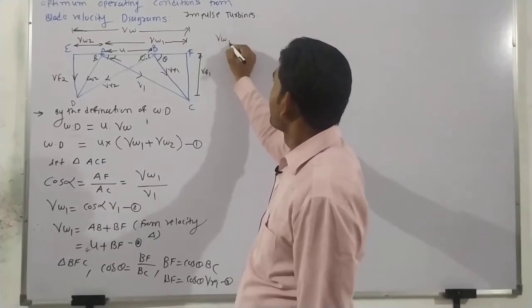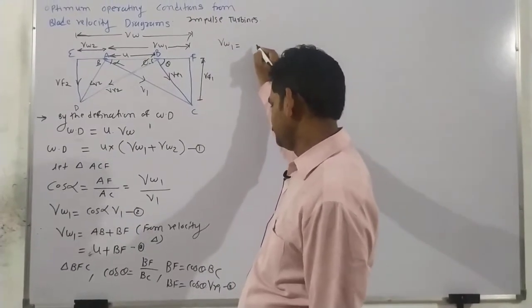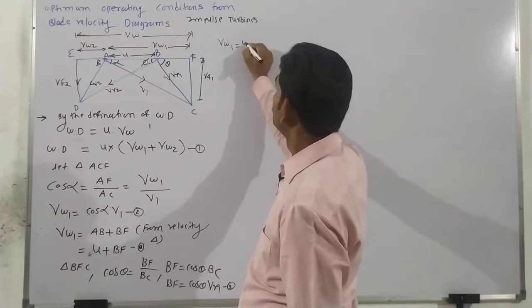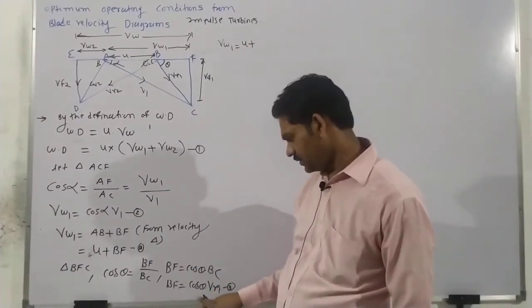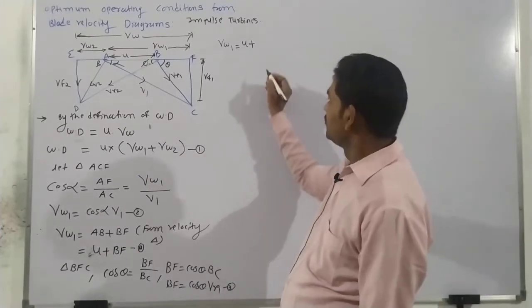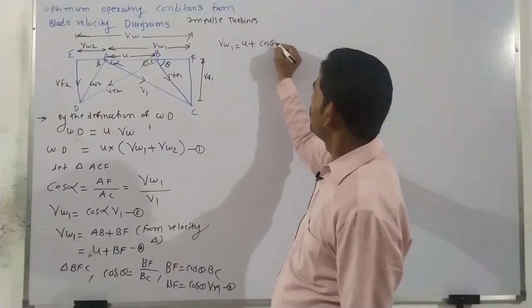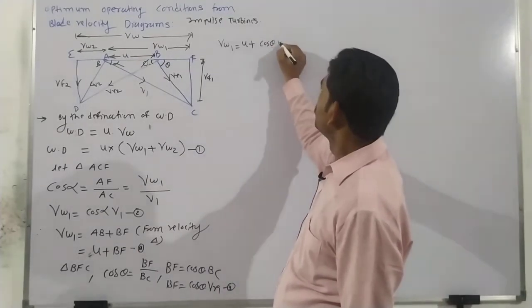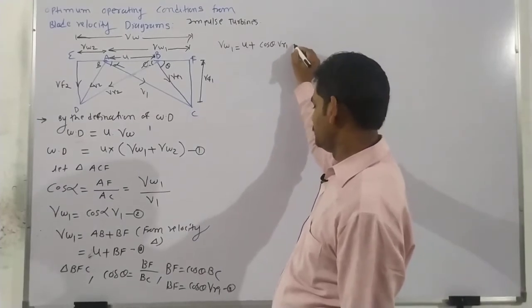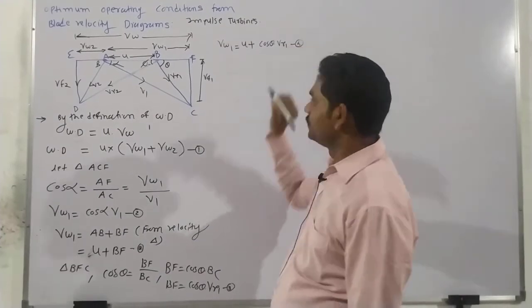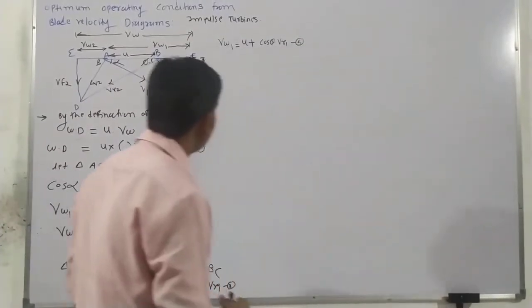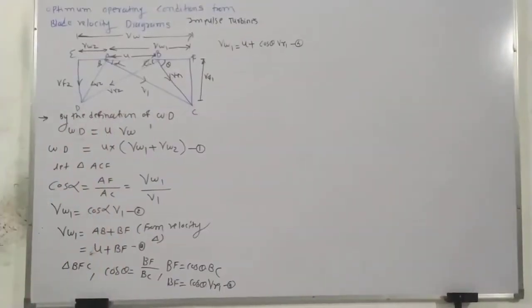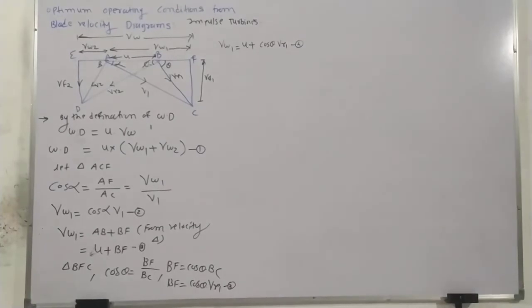VW1 is equal to U plus this BF, which is replaced by cos theta into VR1. So we are getting cos theta into VR1. Suppose this is equation number 4. We are getting this formula. Yes or no? Yes.